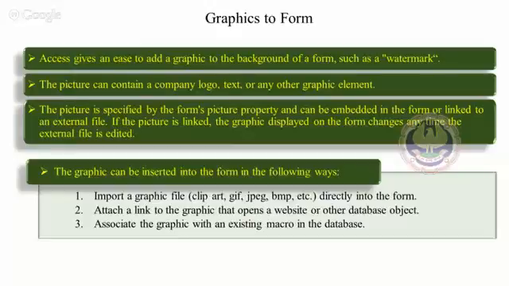Access gives an ease to add a graphic to the background of a form, that is, if we want to put something like what we do in Word as a watermark. The picture can contain a company logo, text, or any other graphic element. The picture is specified by the form's picture property and can be embedded in the form or linked to an external file. If the picture is linked, the graphic displayed on the form changes anytime the external file is edited. The graphic can be inserted into the form in the following ways: either by importing a graphic file, that is a clip art, GIF, JPEG, BMP, whichever you want to display on the form. That means we can attach a link to the graphic that opens a website or other database object. And the third thing is to associate the graphic with an existing macro in the database.